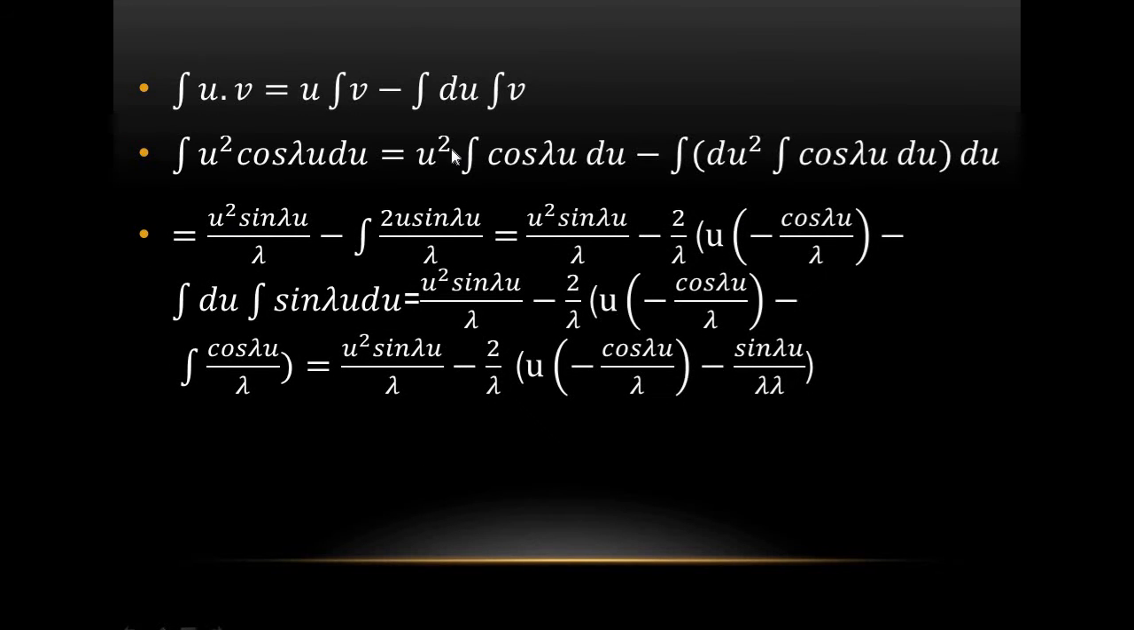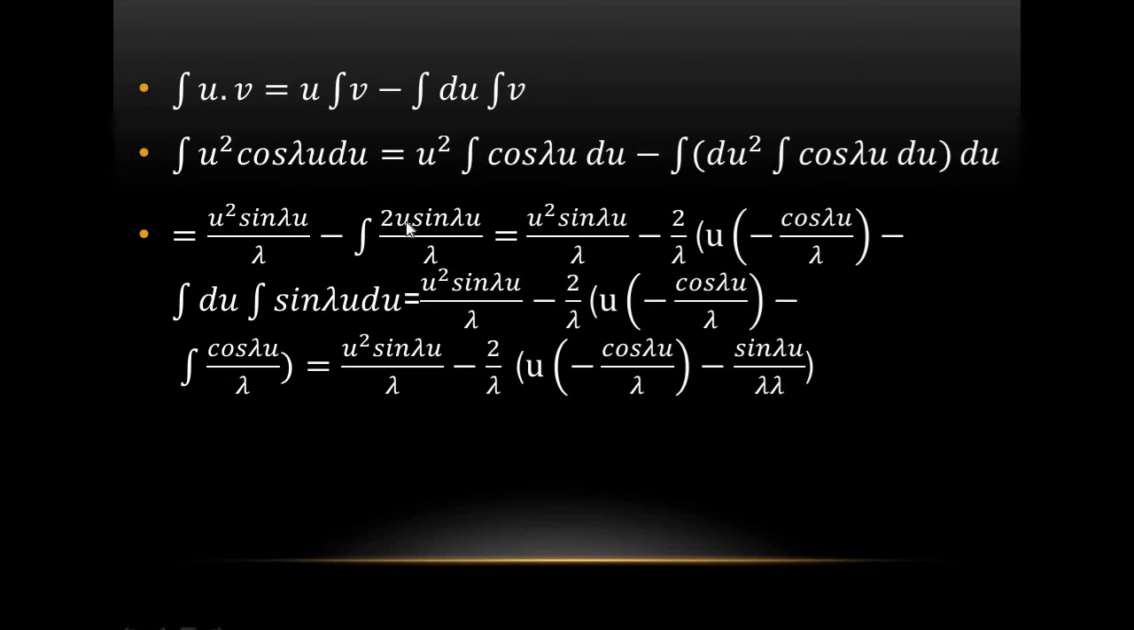Now here x square is as it is, integration of cos lambda x is nothing but sin lambda x, and derivative of lambda x is lambda, so divide by lambda here. So that is x square sin lambda x upon lambda minus that integration as it is. Derivative of x square is nothing but 2x, and integration of cos lambda x is sin lambda x upon lambda. So the first term as it is, x square sin lambda x upon lambda, minus 2 upon lambda, the constant term kept outside here, 2 upon lambda in bracket, that x as it is.